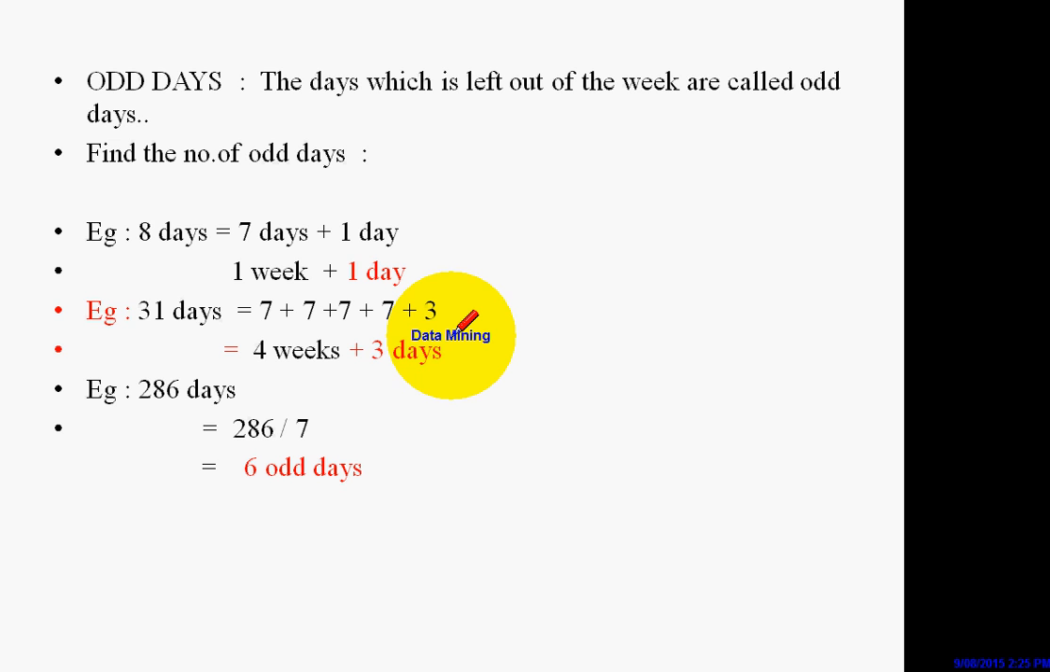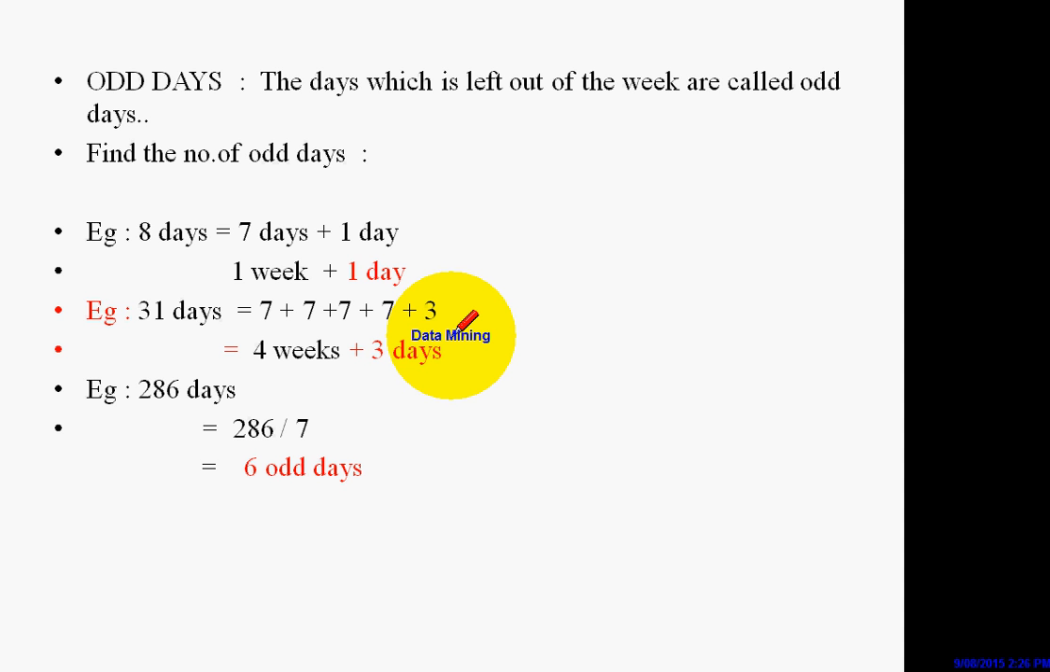So what do we mean by odd days? Odd days are the days which are left out of the week. That is called an odd day or an extra day. That is the day which is left out of the week. For example, if you're given 8 days, how do you find the number of odd days? You divide 8 by 7. 7 days form 1 week, plus 1 day is extra. That extra day is an odd day here. So in 8 days you have 1 odd day. This is how we calculate the odd days.